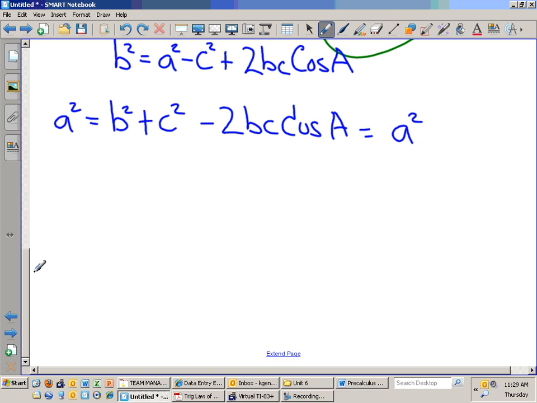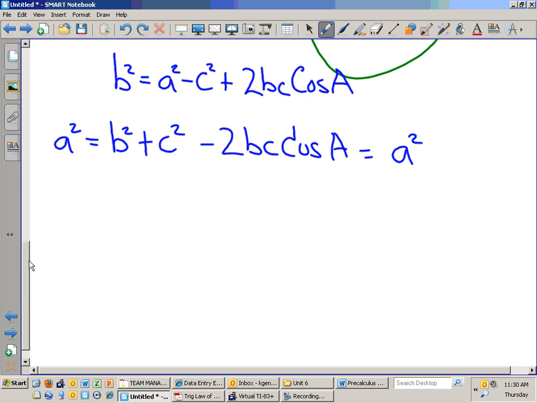So look at what I get. A squared equals b squared plus c squared. Almost, what does that almost look like? The Pythagorean theorem, right? It almost looks like that. And in other ways, we can write it like that. It's going to look familiar to you. The only thing different is that we subtract off 2bc cosine of A. That's it. And so what does that mean?